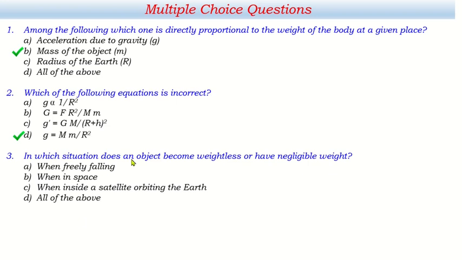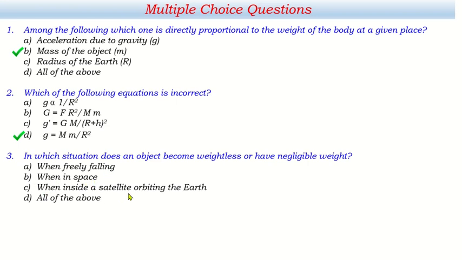Okay, let's have the third. In which situation does an object become weightless or have negligible weight? In which situation? When the body is freely falling, when it is in space. When a body is freely falling, its weight becomes 0. Yes, we have to see the second option also, because in the second option also weight becomes 0 when the body is in space, because weight of a body is the pulling force of the earth acting on that body, or weight of the body is the pulling force of the heavenly body acting on that body. But in space there is no pulling force. That's why when a body is in space, at that time also weight of the body becomes 0.